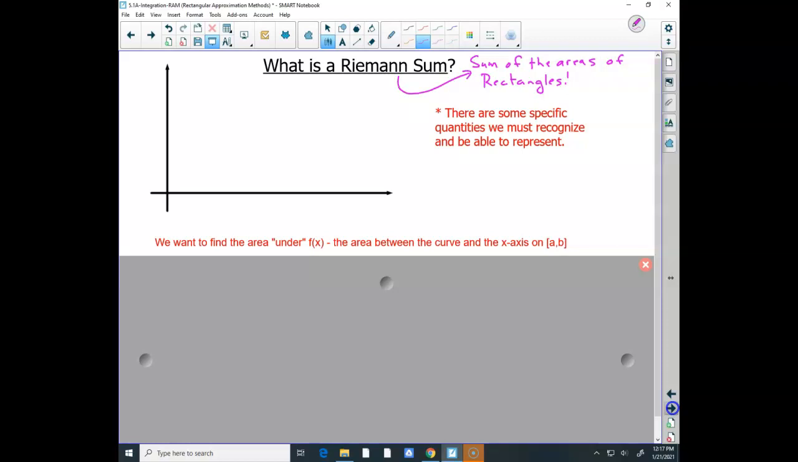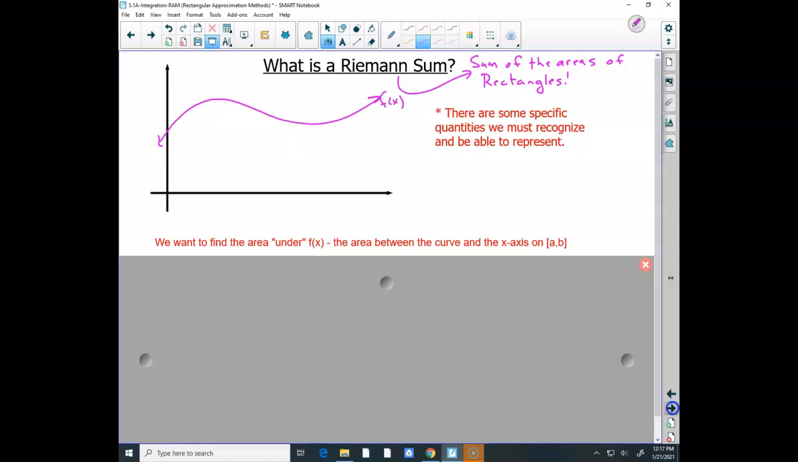Okay, there are some specific quantities that we must recognize and be able to represent. What are we talking about? Well, you should have a little line here to make a graph, and I'm just going to make a graph here. You can make it however you want. What we want to do is find the area under f of x. So this is going to be my f of x curve. We want to find the area under that curve and the x-axis on the interval from A to B.